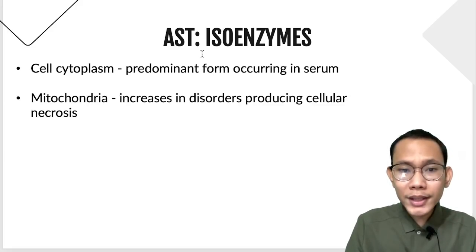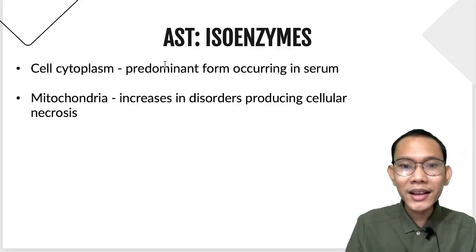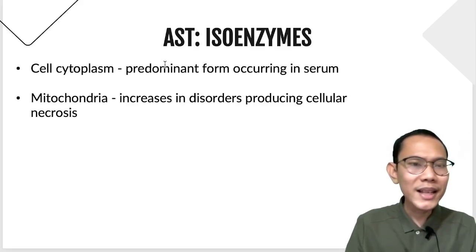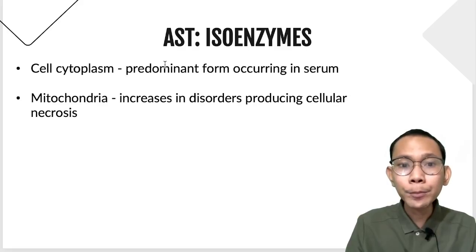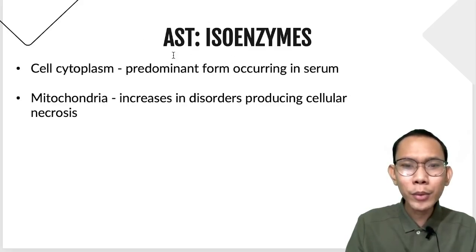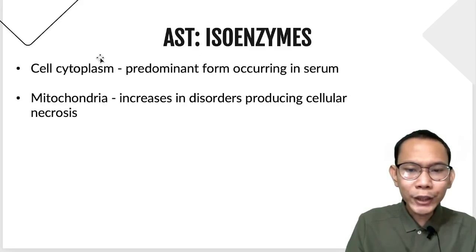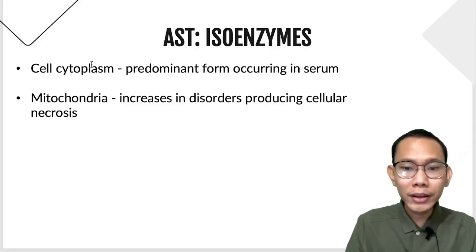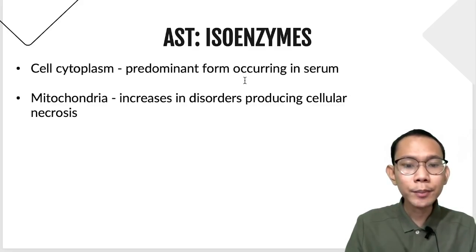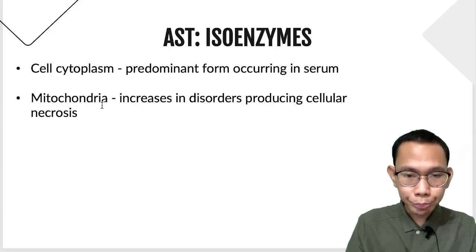So the intracellular concentration of our AST is around 7,000 times higher than that of your extracellular concentration. So therefore, mas mataas ang value ng ating intracellular level of your AST. That's why if there is cellular damage, therefore, your AST most probably will increase. Your cytoplasmic isoenzyme is the predominant form occurring in our serum. So for example, if we have disorders producing cellular necrosis, your mitochondrial form may be significantly increased. Okay?